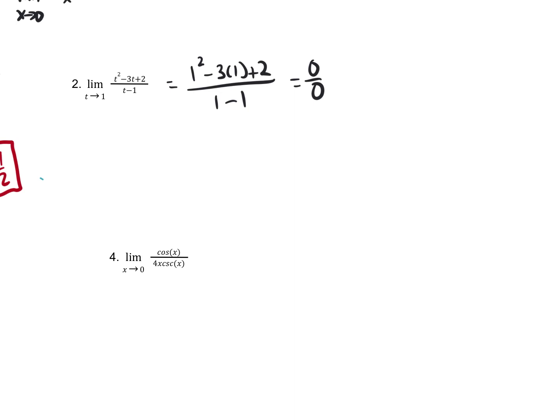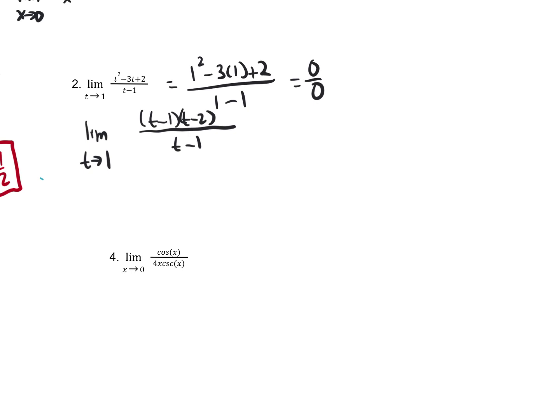So the three main ways we got rid of 0 over 0 limits is we did the trig trick with the sine over x, or some of the cosine ones, or we factored, or we used the conjugate. Since this one doesn't have a square root, it's not really a conjugate problem, so I would just go ahead and factor. If I look at the top, two things that multiply to positive 2 and add to negative 3 are negative 2 and negative 1. And then t minus 1 is still on the bottom.